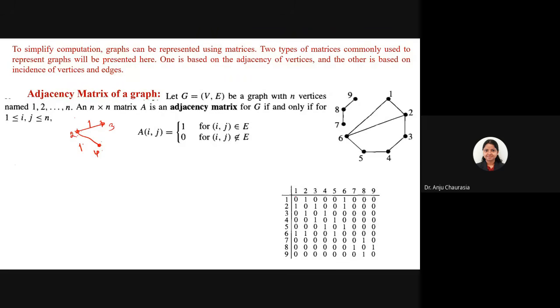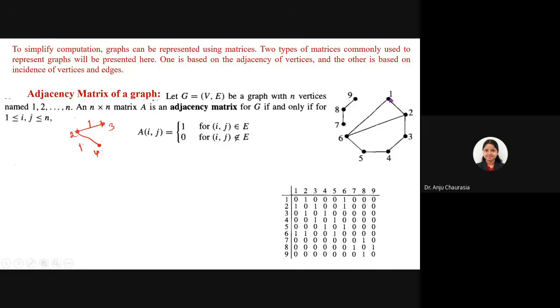Okay. So square matrix, how many nodes? 1, 2, 3, 4 up to 9. You have to write here row wise as well as column wise. So here you can see 1 and 2. Between 1 and 2 there is an edge.